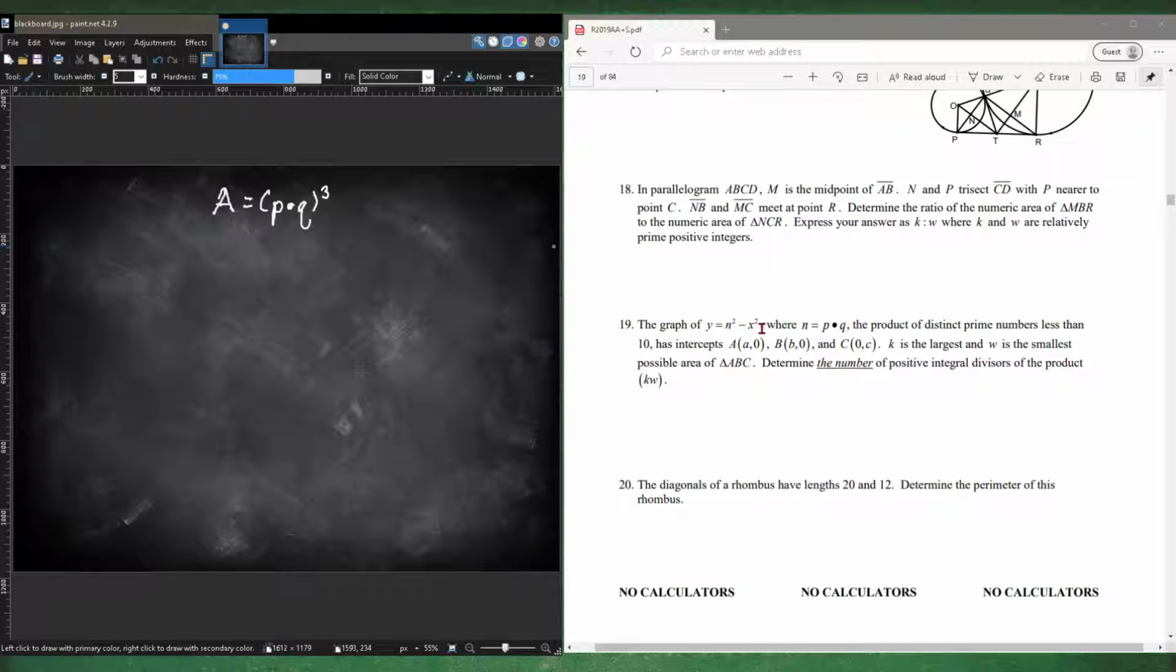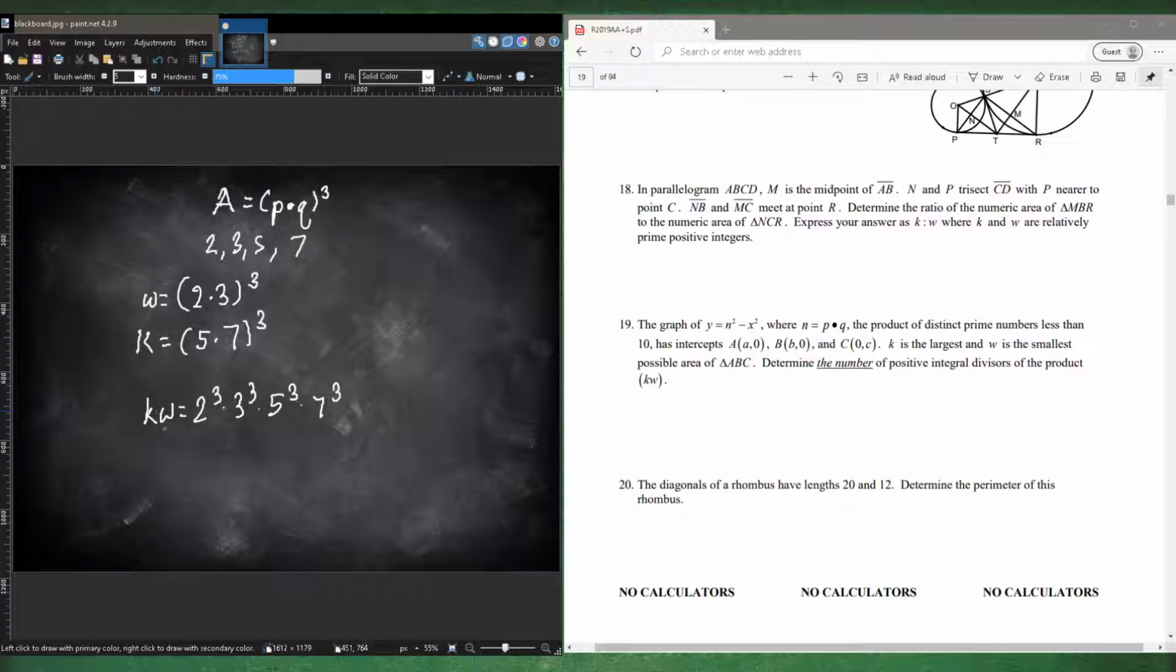So we know that p and q are prime integers less than 10. The prime integers less than 10 are 2, 3, 5, and 7. So that means the smallest area is 2 times 3 to the power of 3. So that is equal to our W. And our largest, K, is equal to the product of the two biggest numbers, which is 5 times 7 to the power of 3. And now we multiply them together. That is 2 to the power of 3 times 3 to the power of 3 times 5 to the power of 3 times 7 to the power of 3. So that is K times W.